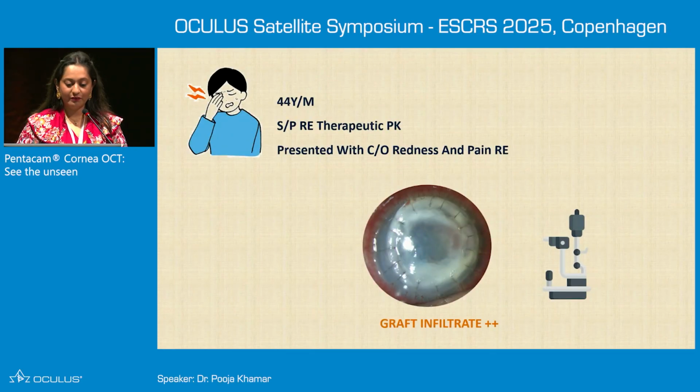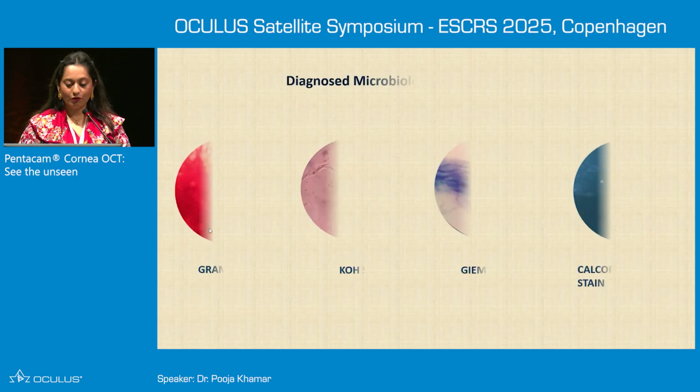I have 1.5 minutes. A little bit of a new area of work, which Oculus actually encouraged us to do: you can all see here a patient has undergone a therapeutic penetrating keratoplasty, but the patient has come back and the graft has ulcer and edema. So what are we missing?